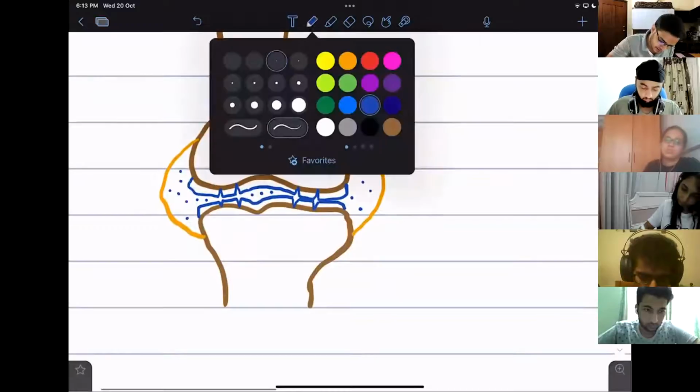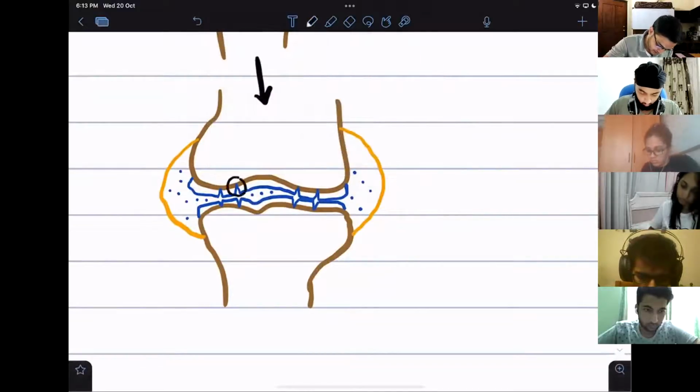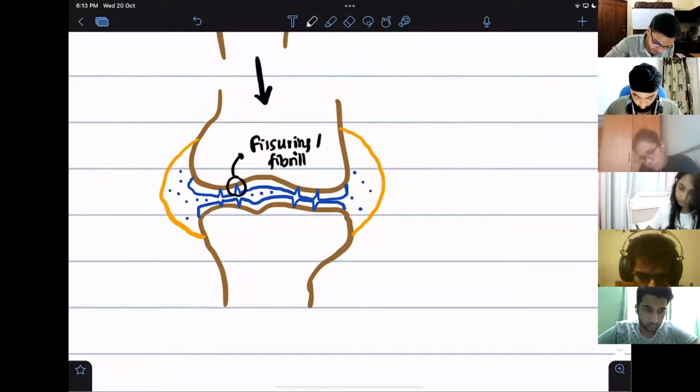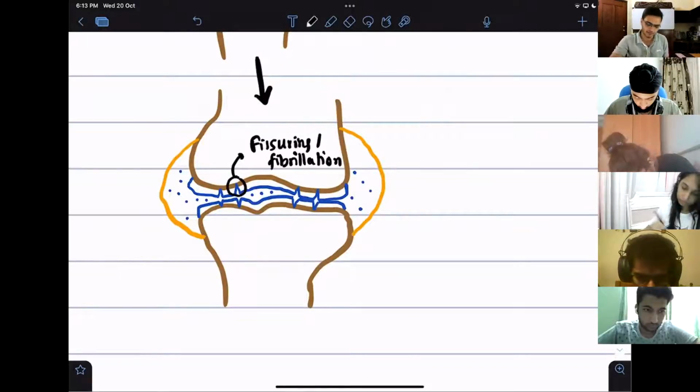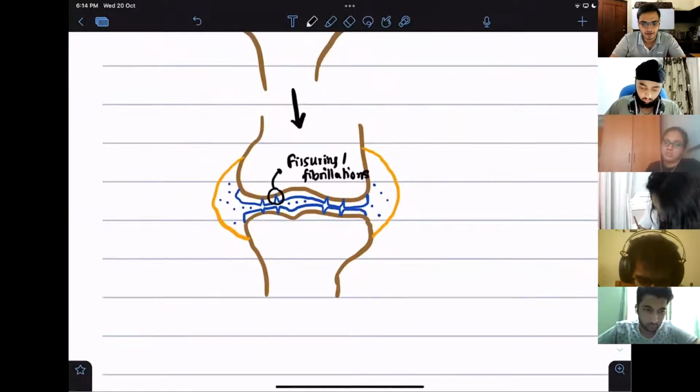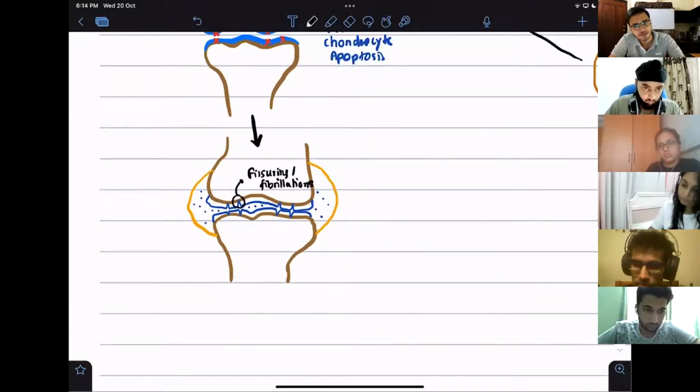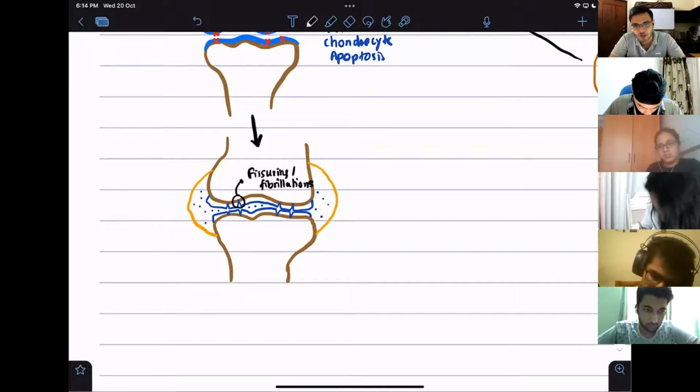These areas here, guys, these damages, these are called fissuring or fibrillations of cartilage. Fissuring or fibrillations, both mean the same thing. Some books say fissuring, some books say fibrillation, both mean the same thing, right? Now, when there are fissurings or fibrillations, what do you think about the amount of friction at this joint, at the articular surface?